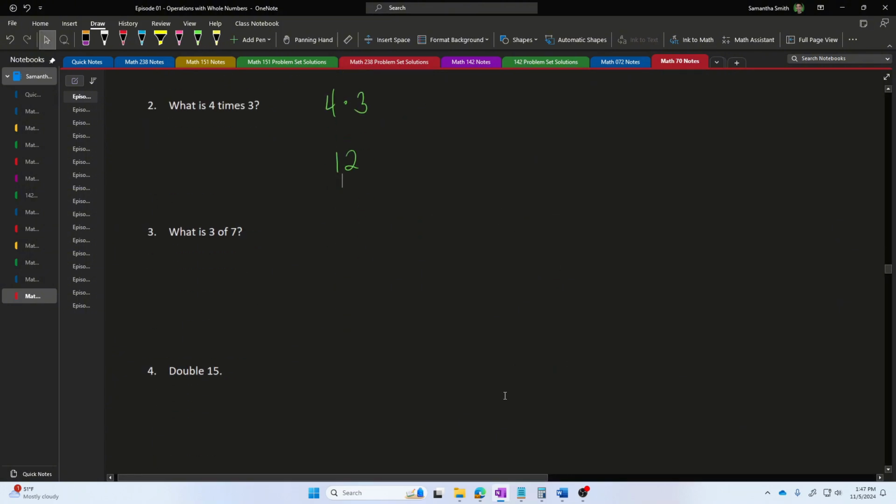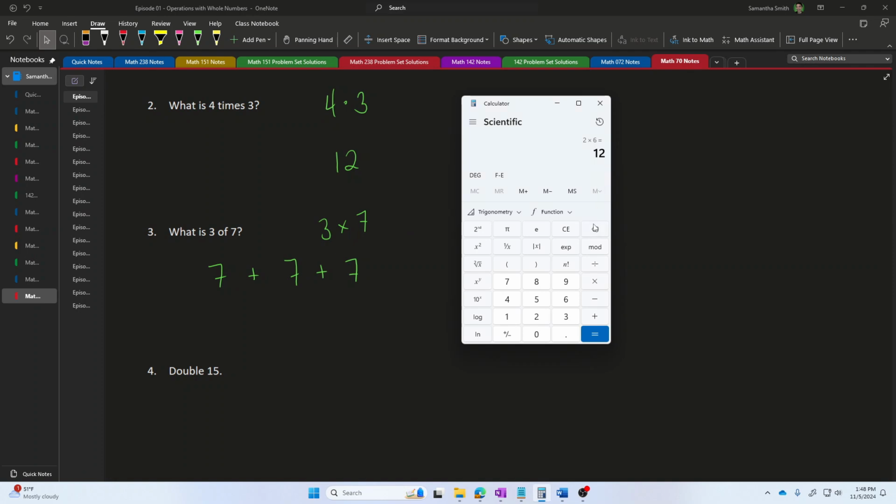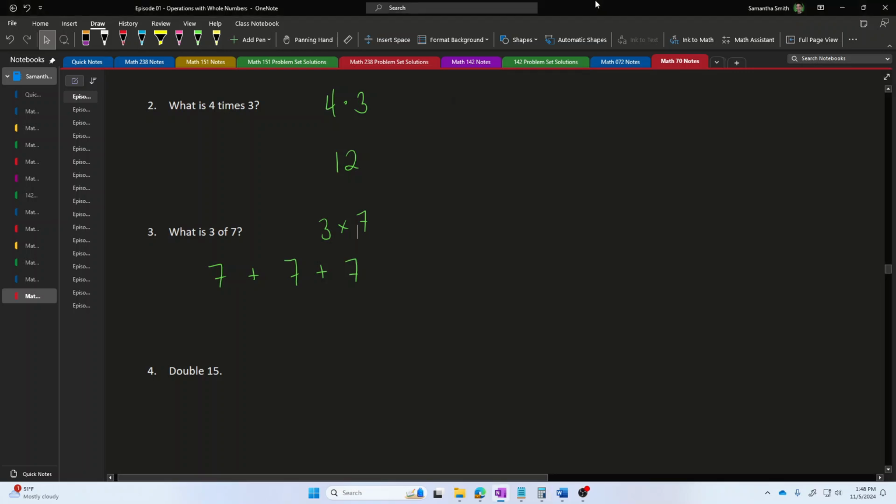Or someone could say, what happens if you have 3 of 7? If I have 3 sevens, 3 of 7 added together. If I add together 3 sevens, if I take the product of 3 and 7, then the result of that I could find on the calculator. 3 copies of 7 added together would be 21.